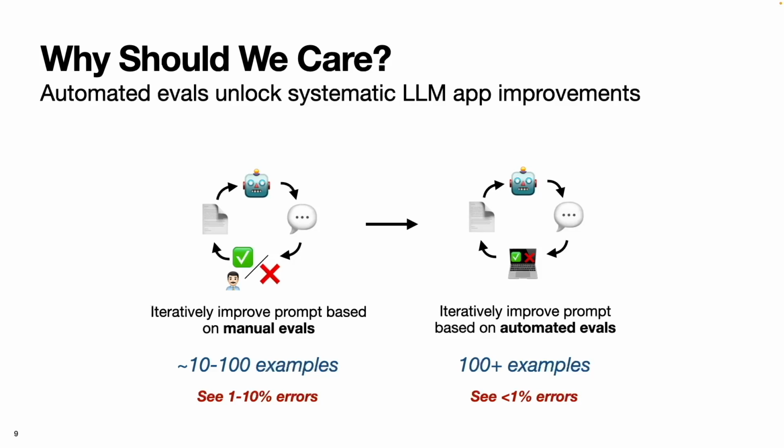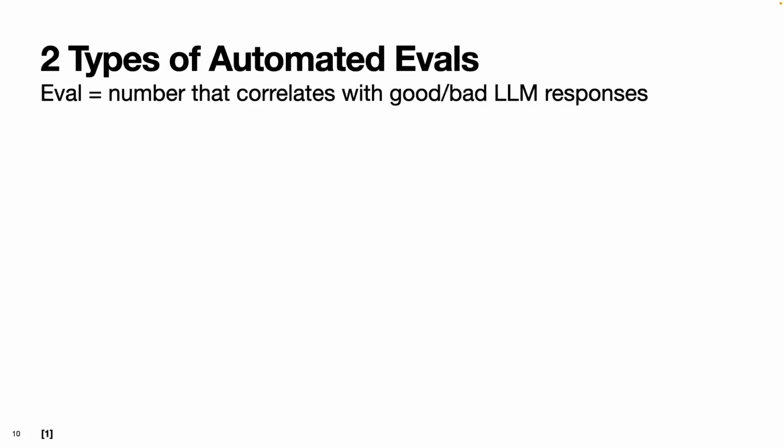These errors only come up when you scale your system. Now that we know what automated evals are and why we should care about them, how do we actually create these things? Just to recap, an eval is simply a number that correlates with a good or bad LLM response.